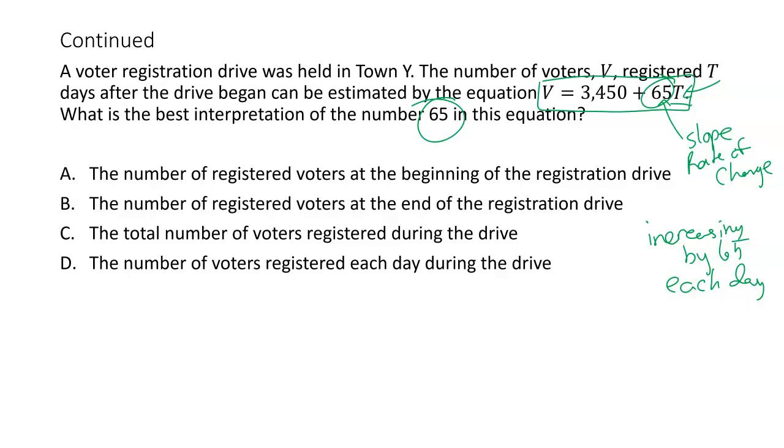We came up with our own understanding. 65. It's increasing by 65. T is days. Every day, 65 every day. So, A, the number of voters at the beginning of registration.